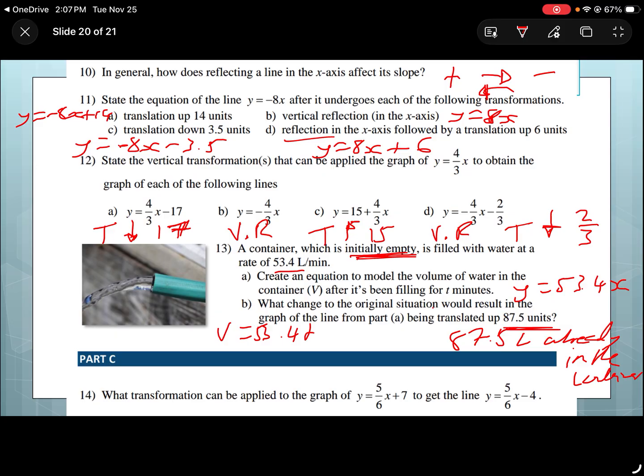What transformation can be applied to the graph of y equals 5 over 6 x plus 7 to get the line y equals 5 over 6 x minus 4? It was at plus 7, it's now at minus 4, so it's gone down 11, hasn't it? So it's literally a translation down by 11.